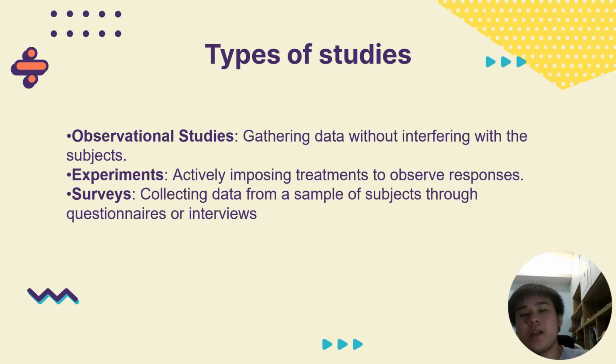Okay, so there are two main types of studies: observational studies and experiments, and surveys. Observational studies basically gather data without interfering with the subject. You observe the subject without putting treatments on it. For an experiment, you impose treatments to observe responses. You give treatments to the subject to observe the response. You put a treatment on it to see the response.